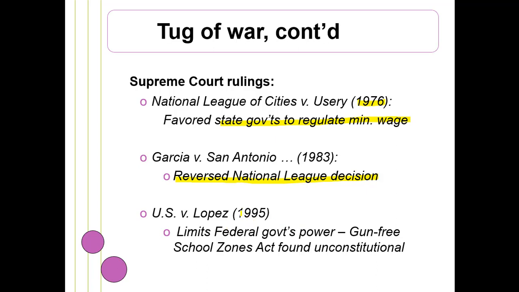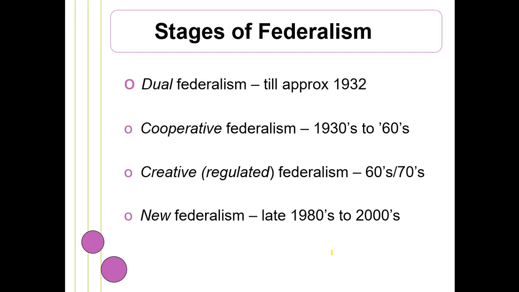Then in '95, we're getting into the era where the federal government is allowing the states more power on their own. Here's a case where the federal government's School Zones Act was found unconstitutional, which gave power back to the states to figure out their own gun restrictions or whatever.